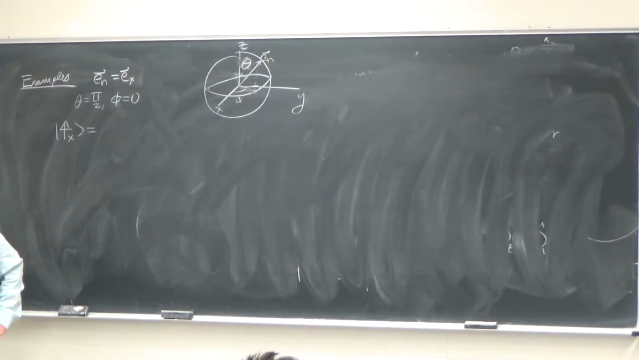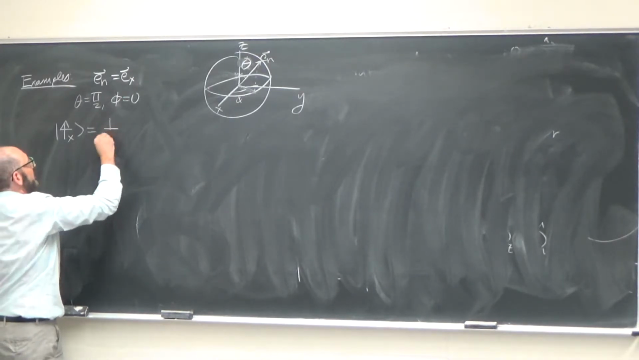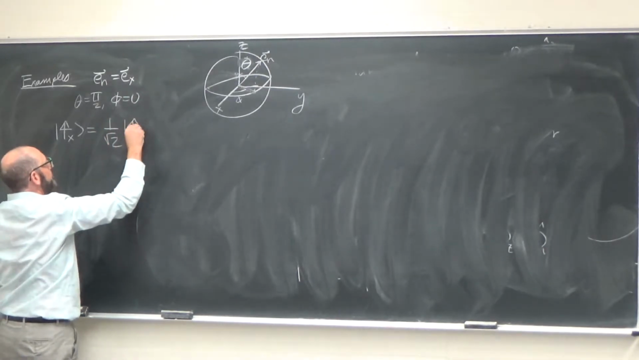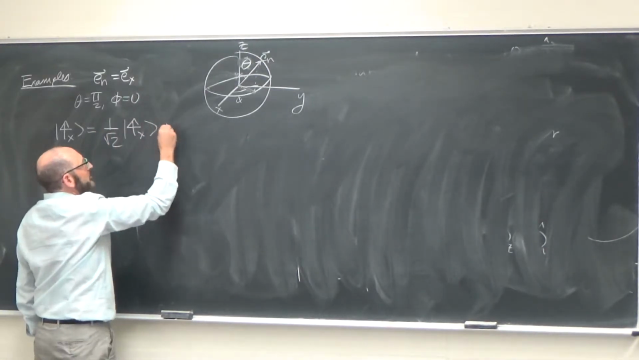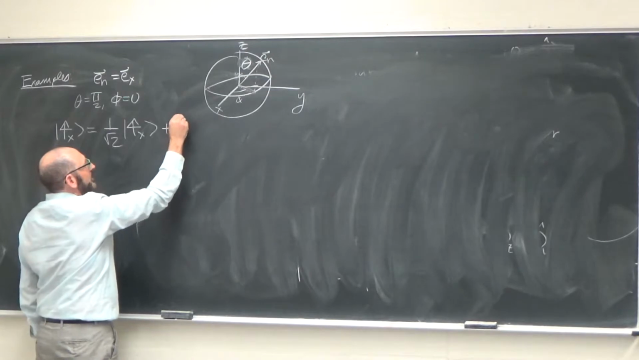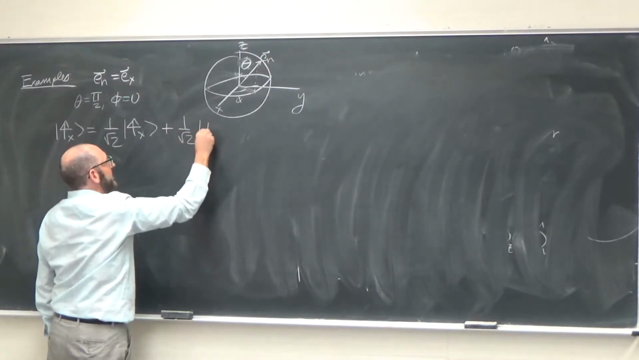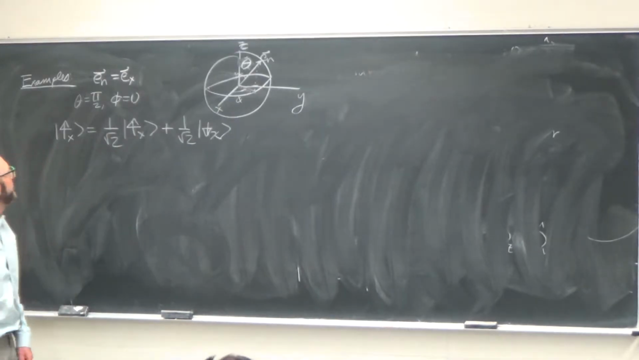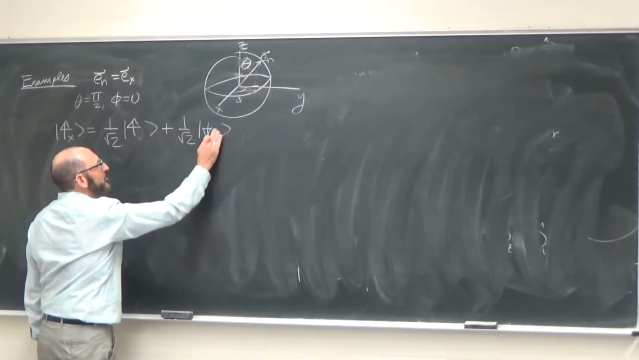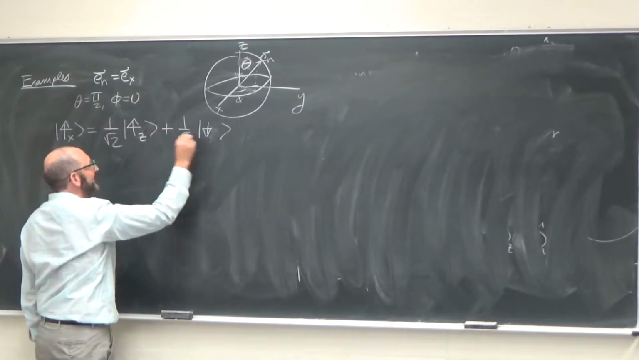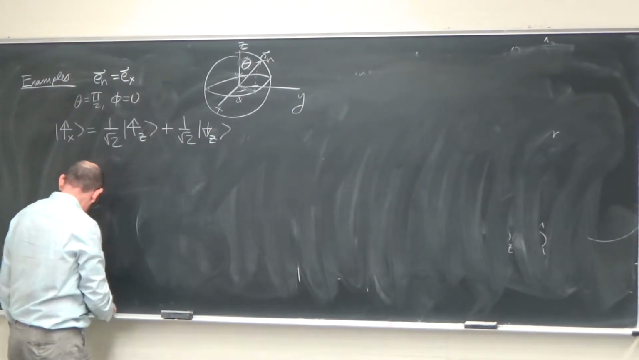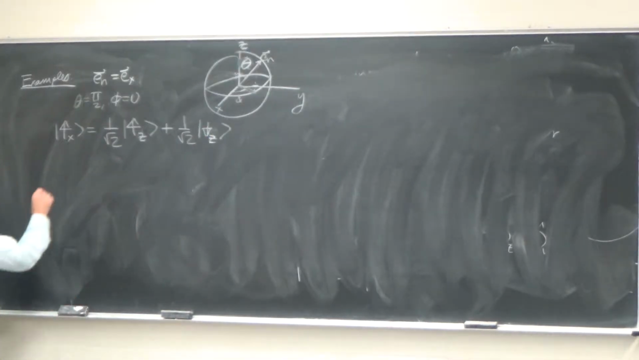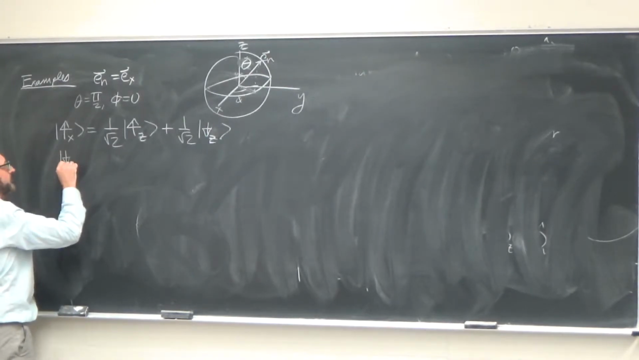Cosine pi over 4, which is 1 over root 2, spin up along x, plus 1 over root 2, spin down along x. Which of course we know. Z, we mean z, which of course we know. Yes, we know that. Okay? Spin down along z, along x.